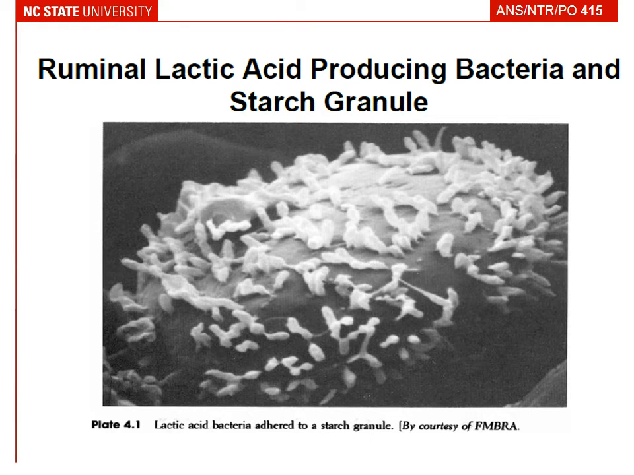Here's a picture of lactic acid bacteria found on a starch granule. All these little white components are lactic acid bacteria bound to a starch molecule, so they are starting to break that down, and they will be producing the volatile fatty acids off of that.